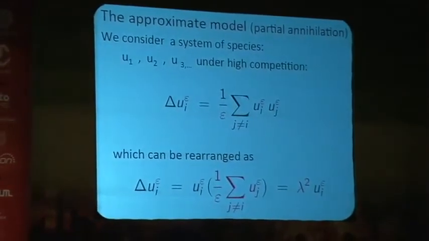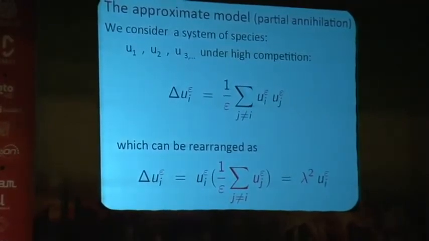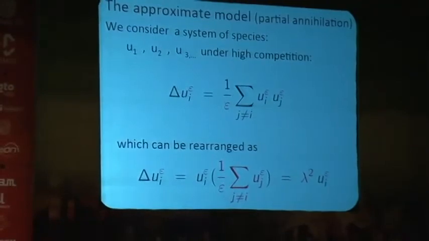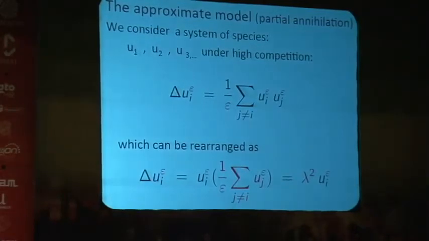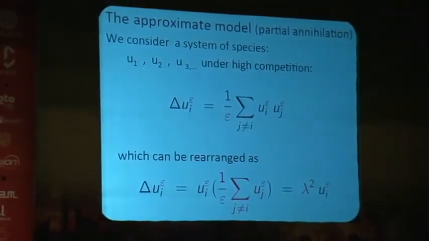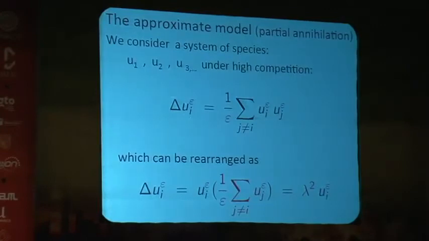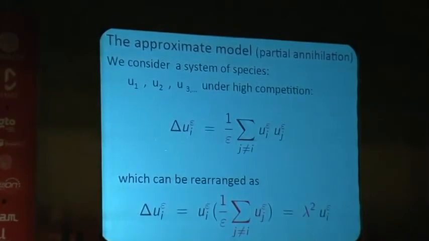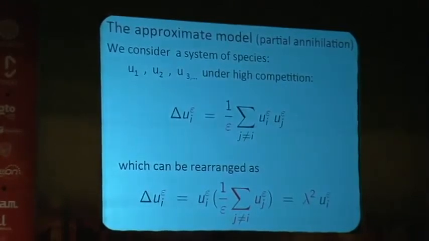So with that at hand, there is extensive literature for segregation, and I will comment on it a little bit later. But I'm going to discuss now the simplest model, and it is the following. You have a system of several species or particles, U1, U2, and U3, and they have a system of equations, an equation for U1, for U2, and for U3. The Laplacian of Ui is equal to 1 over epsilon times the sum of Ui epsilon Uj epsilon for j different than i. And why is this a reasonable model of segregation?